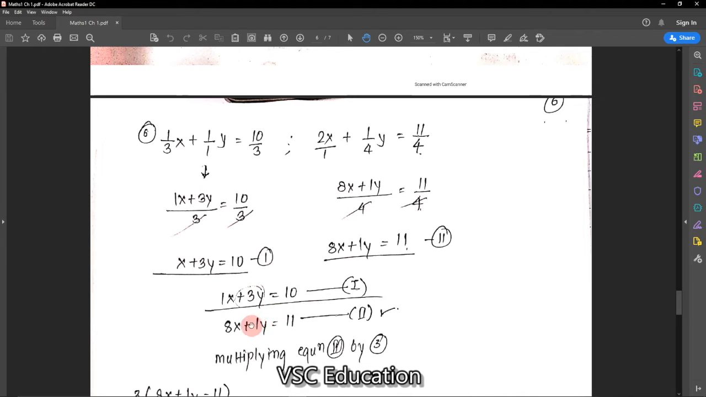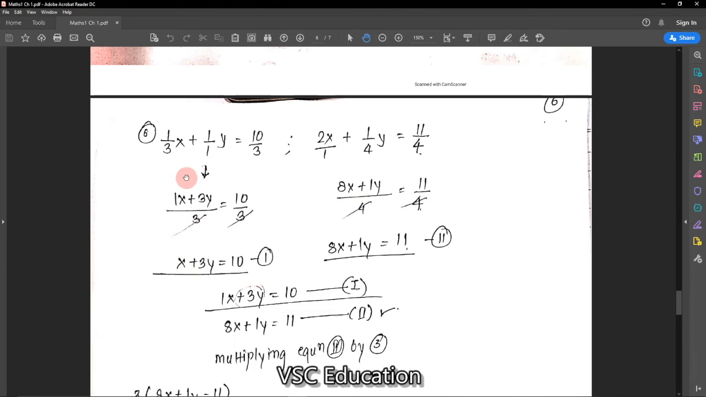What is the sixth one? 1 upon 3x plus 1y is equal to 10 upon 3. Now see, 1 upon 3x plus 1 upon 1y is equal to 10 upon 3. 1 upon 1, that is only 1y, so you should write 1 upon 1. Okay, the second equation is 2x plus 1 upon 4y is equal to 11 upon 4. Here we make the similar LCM. Take out the LCM. So 3 into 1, that is 3.